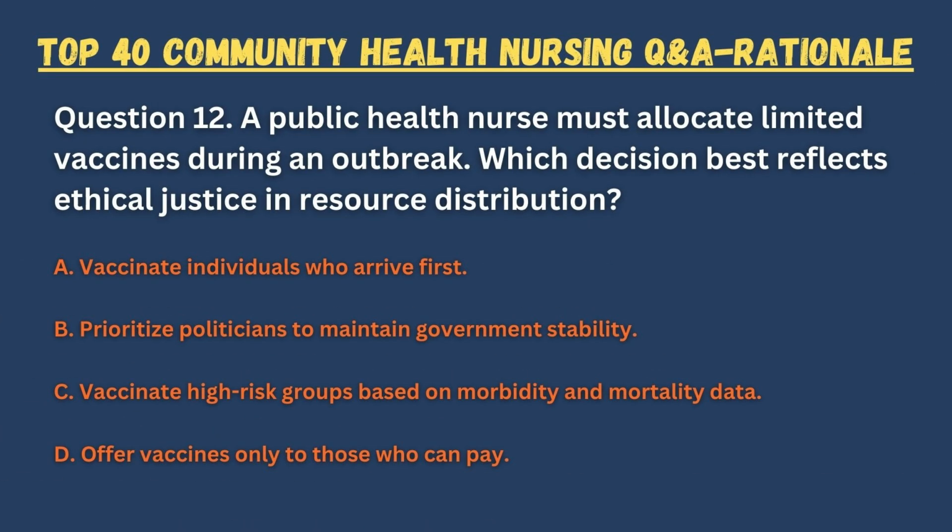Question 12. A public health nurse must allocate limited vaccines during an outbreak. Which decision best reflects ethical justice in resource distribution? A. Vaccinate individuals who arrive first. B. Prioritize politicians to maintain government stability. C. Vaccinate high-risk groups based on morbidity and mortality data. D. Offer vaccines only to those who can pay.